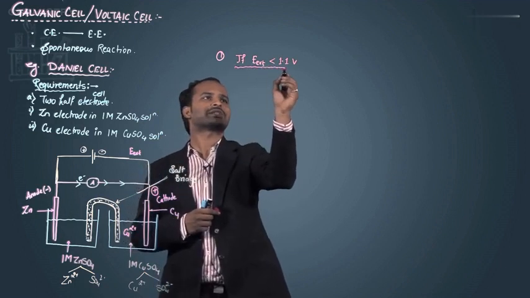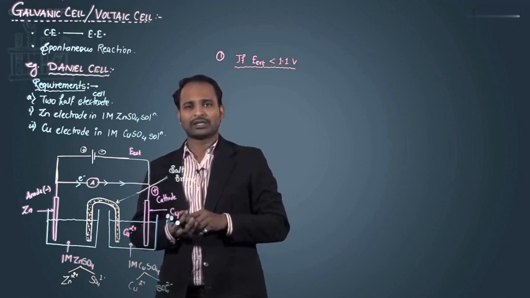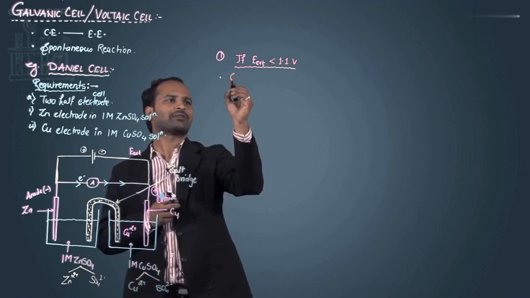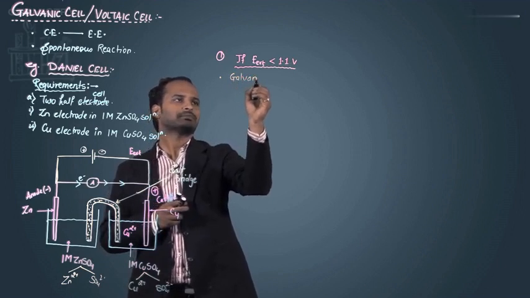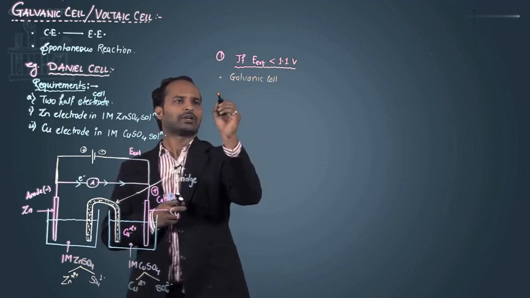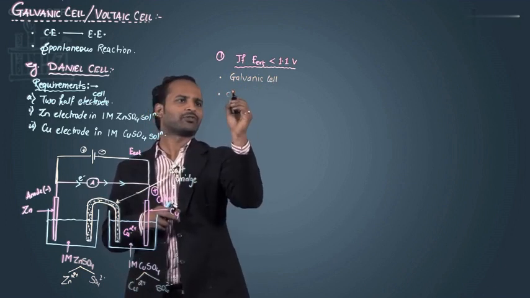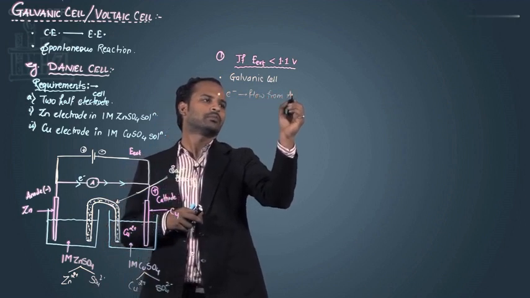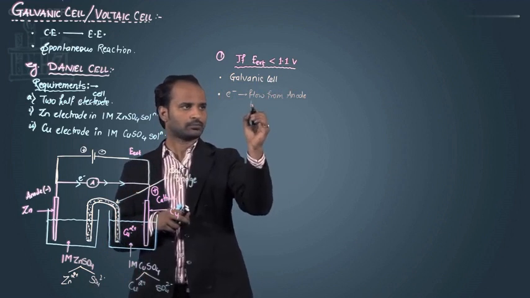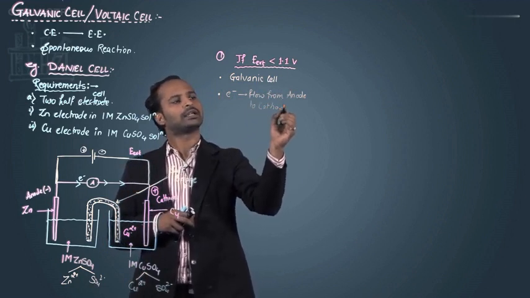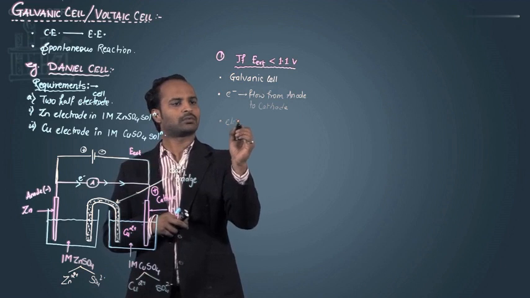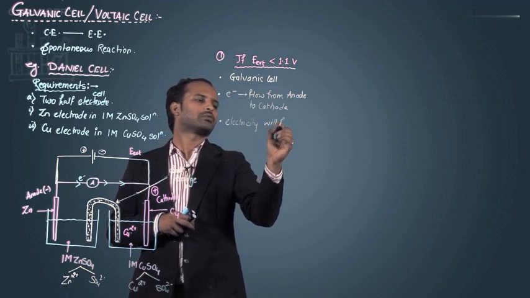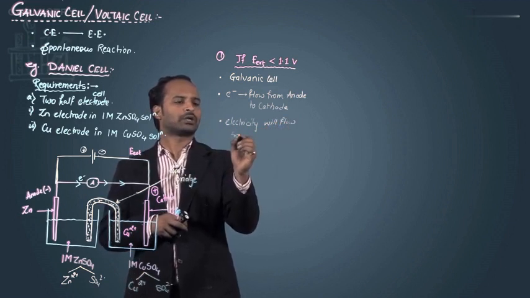If the external cell potential is less than 1.1 volt, then what will happen? In this case, the cell will act normally, as it was acting, that is, it will act as a galvanic cell only. If it is acting as a galvanic cell, that means the electron will flow from anode to cathode, and electricity will flow from cathode to anode.